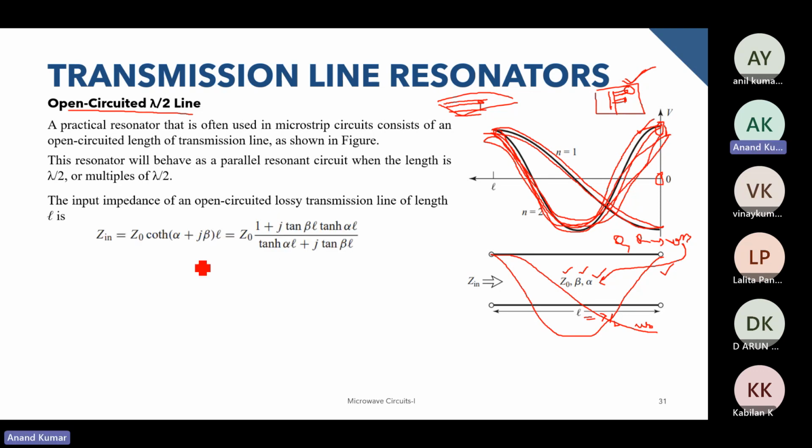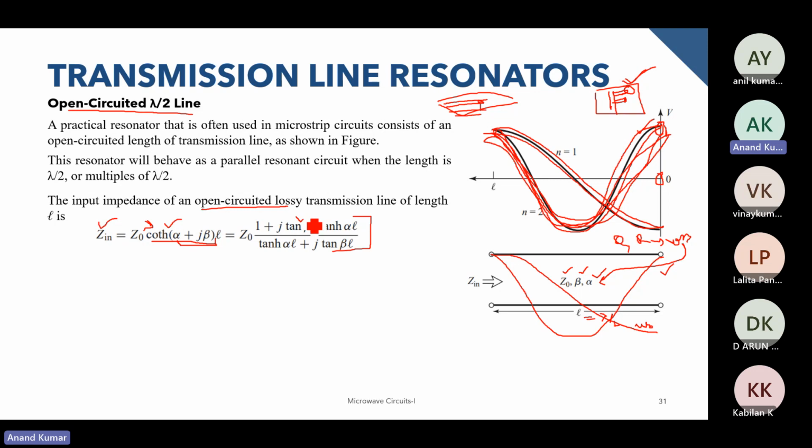So similarly, again we'll calculate the input impedance. The input impedance for an open circuit lossy transmission line is given as coth(alpha plus j beta)L. You can refer to the previous notes for these expressions. When using the expression for the hyperbolic cotangent, which has a complex argument, we expand it to this form.